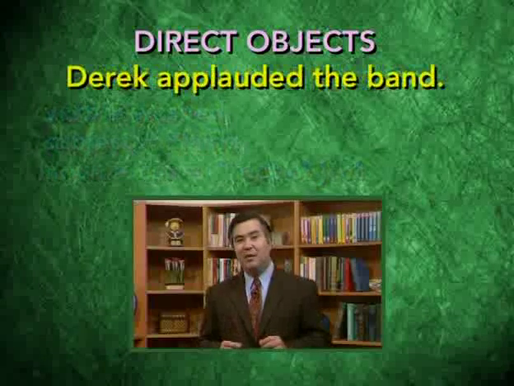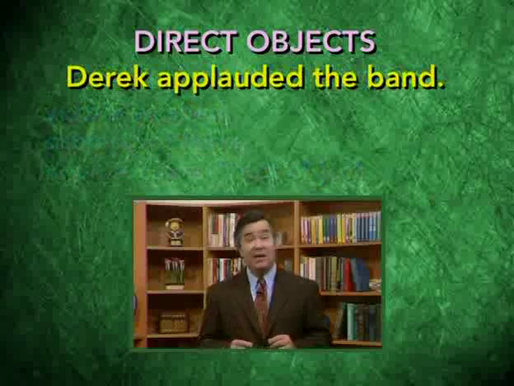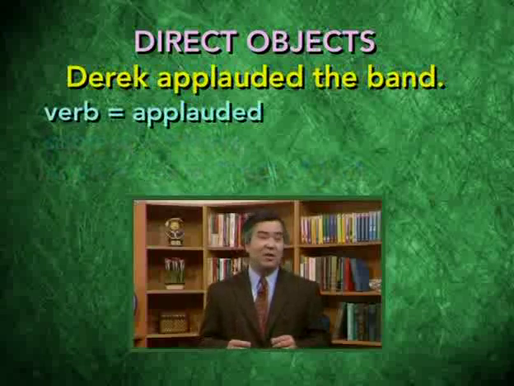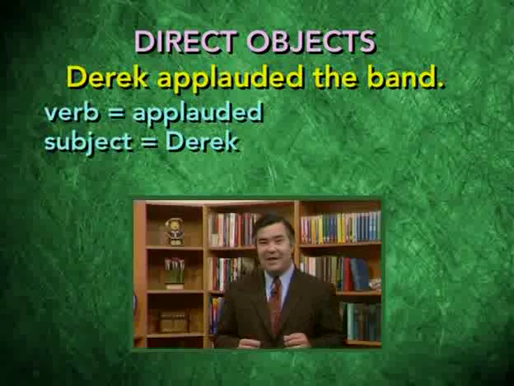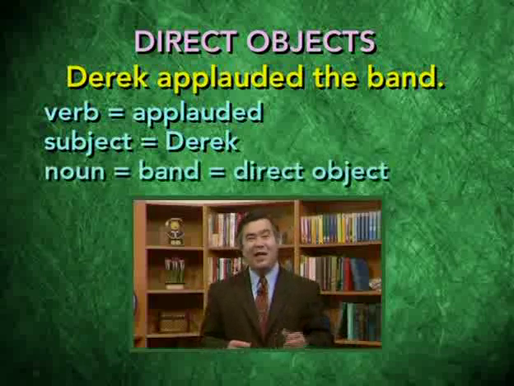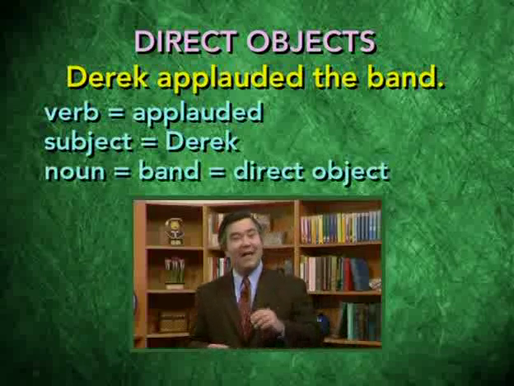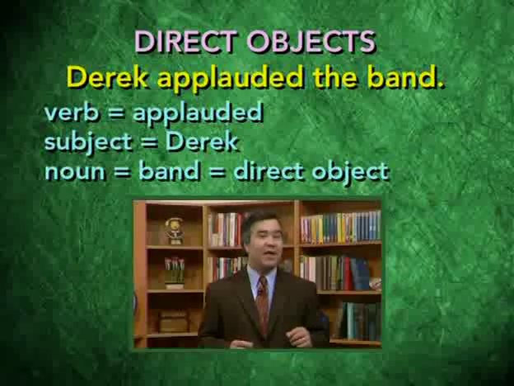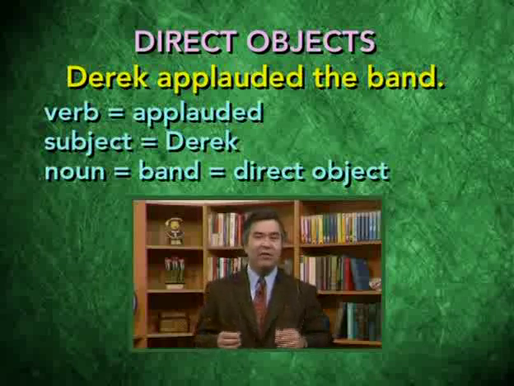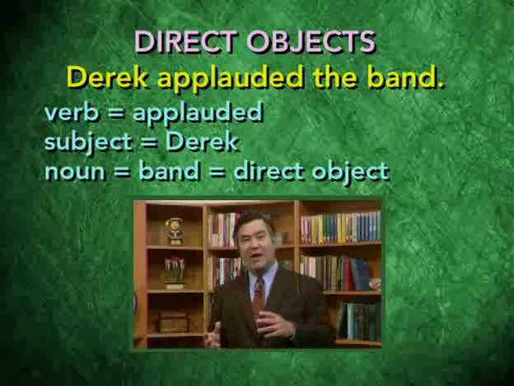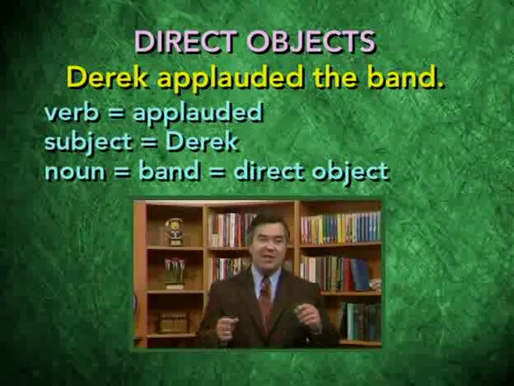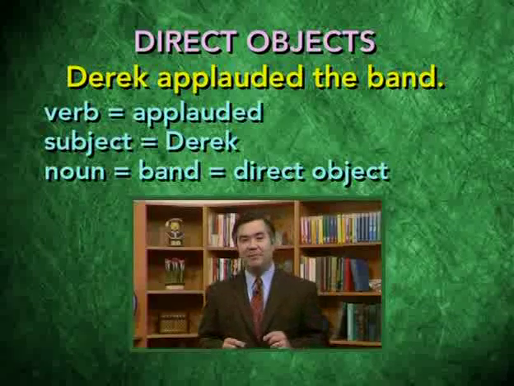It receives the action of the transitive verb washed. One more example. Derek applauded the band. What's the verb here? Applauded. The subject of the verb? Derek. And who or what did Derek applaud? Well, Derek applauded the band. So band, that noun, is the direct object of the transitive verb applauded. The article the is thrown in to give a little more information, to modify the band, to tell us which band. But the word band, that noun, is the direct object of the verb applauded.